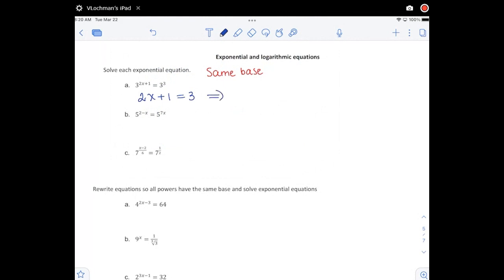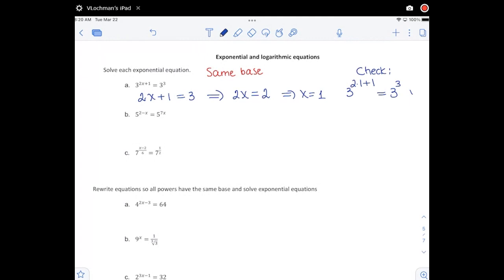Okay, so from here, this is 2x is equal to 2. So x is equal to 1. And we can always check our work by plugging this back in. So this would be 3 raised to the power 2 times 1 plus 1. That is 3 to the third power, which is exactly the right side of the equation. Okay, let's take a look at the next example.